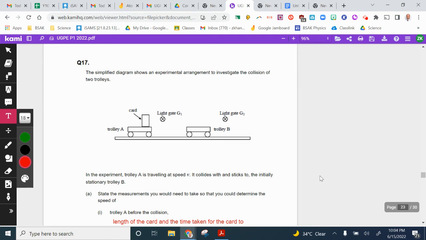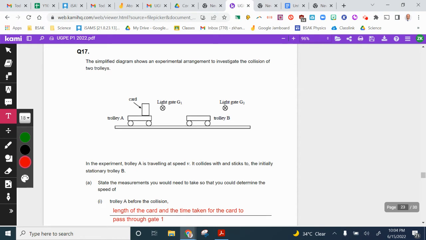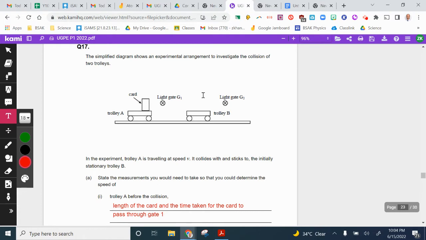Question 17, we've got two trolleys, trolley A and trolley B. They are passing through two light gates, light gate 1 and light gate 2. Trolley A has a card on it, and when it passes through light gate 1, it should record the time it takes for that card to pass through that light gate.